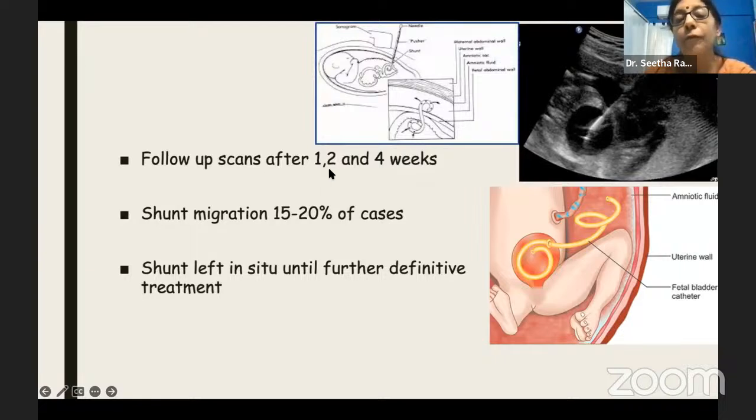You have to do follow-up scans after 1 to 2 and 4 weeks, and then regularly. But sometimes if there is a shunt migration, it can happen, and you might have to do a vesicocentesis again. But the shunt is usually left in situ until you have further definitive treatment postnatally or other options.